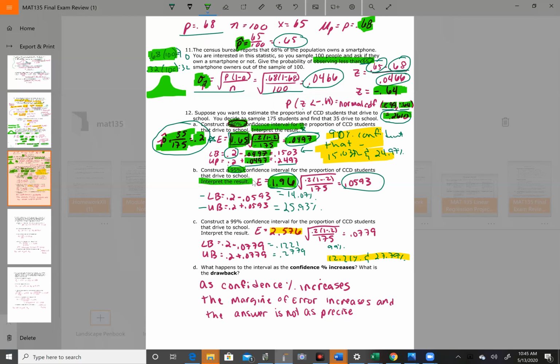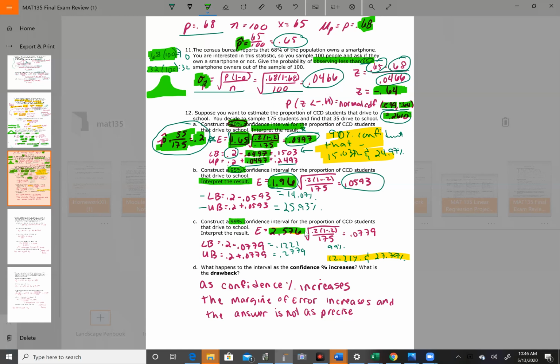That's the interpretation of it. Now we're doing it again, but in this case, we have a 99% confidence level. So that's going to change our value here. Our Z of alpha divided by 2, I think is what it is, to be 2.576.